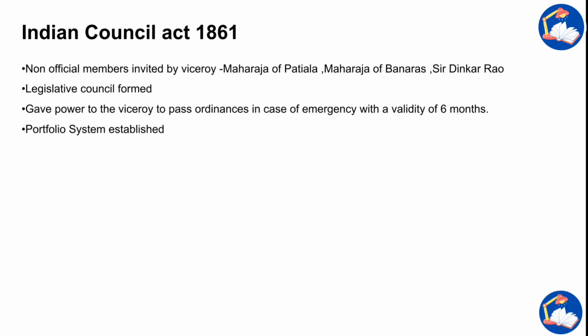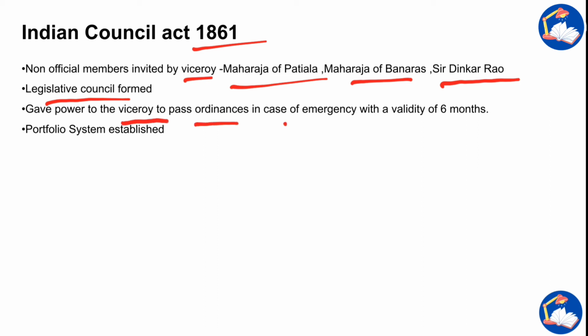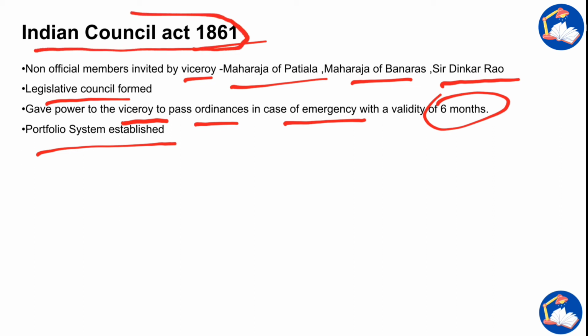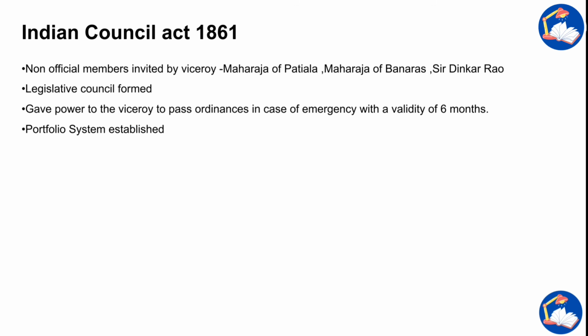Now, Indian Councils Act of 1861. Non-official members were invited by the Viceroy. There were three people: Maharaja of Patiala, Maharaja of Benares, Sir Dinkar Rao. Okay, now the Legislative Council was formed, and it gave the Viceroy power to pass ordinances in case of an emergency. It had a validity of 6 months. The portfolio system, like healthcare sector, defense sector, all this portfolio system was established in what? In the Indian Councils Act of 1861.